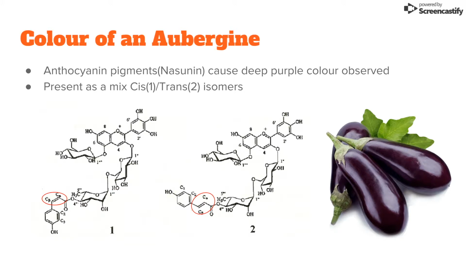There are a ton of molecules that give different fruits their different colors. One interesting example is the aubergine, with its deep purple color. This color can be attributed to anthocyanin pigments. One such pigment is nasunin, which is shown here. It comes as a mix of cis and trans isomers around the circled double bond.